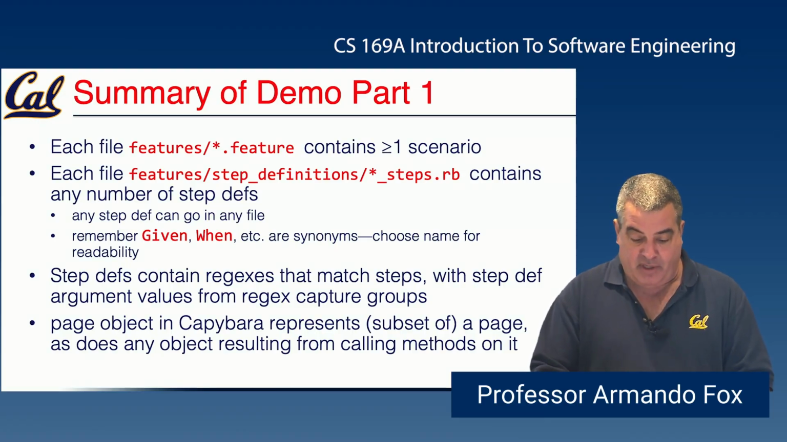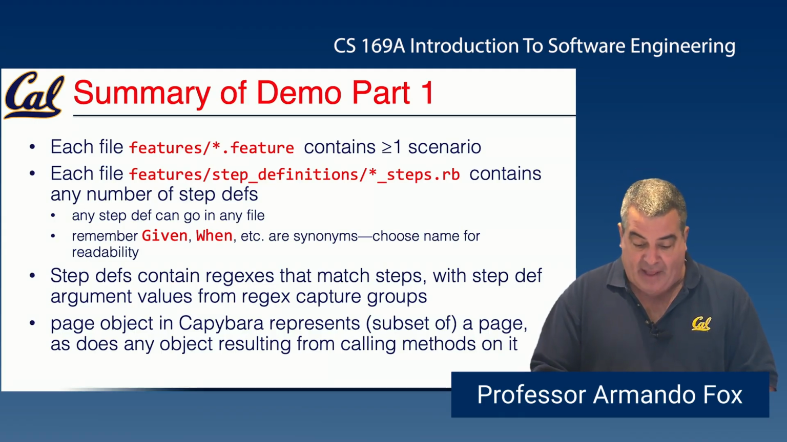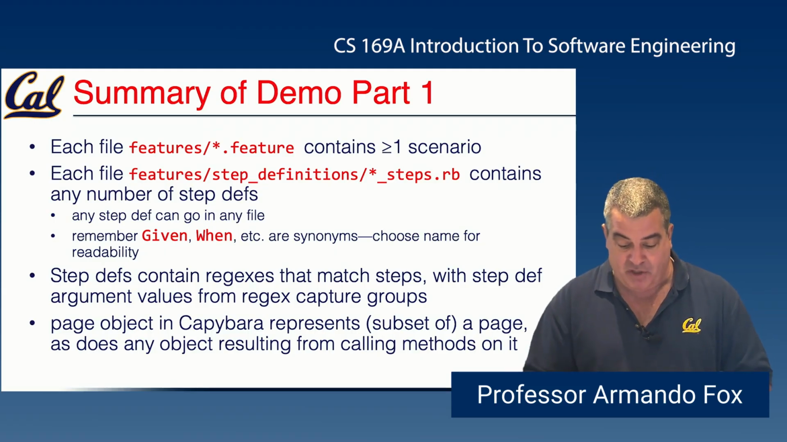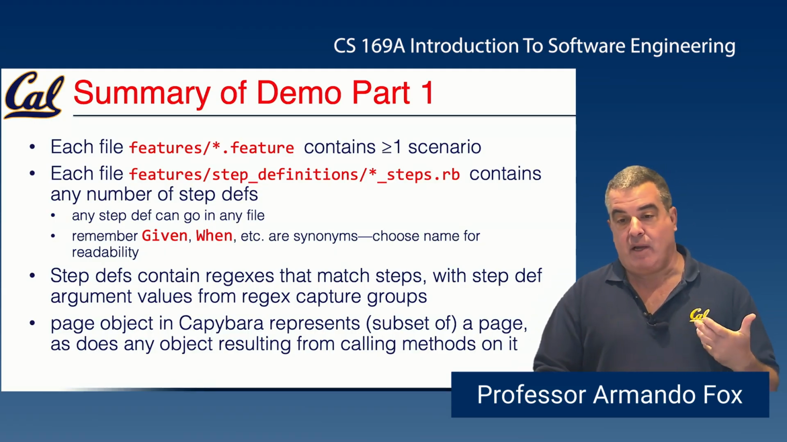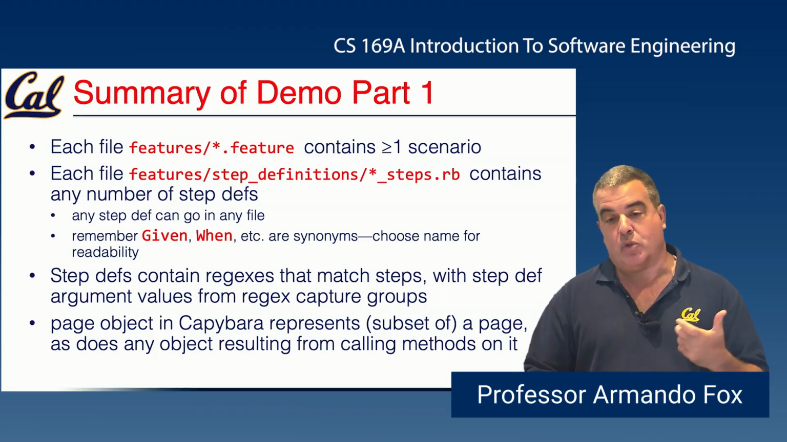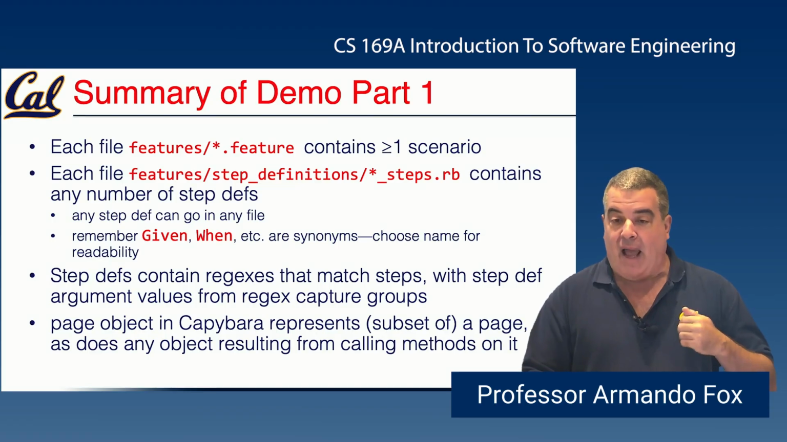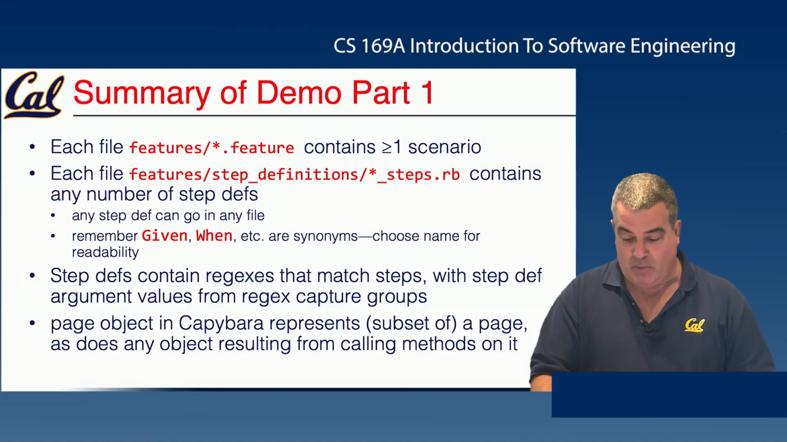And lastly, today we're going to take a deeper look at the page object in Capybara, which represents the parsed subset of a page. And as we'll see, not only does that object represent the subset of the page, you can pick out smaller subsets of the page by calling methods on this page object. And those smaller subsets of the page have all the same behaviors that the full page does. So think of it as narrowing down the page, and then within a subset of the page, you can look for specific things to be true, or you can fill in a form or something. And we're about to see an example of that. So that's a summary of the mechanics of the demo we did last time.